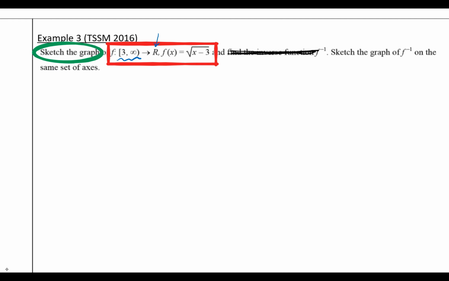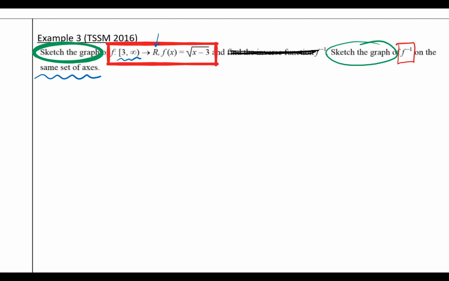So we're being asked to sketch this graph, and also we're being asked to sketch the graph of the inverse f. It's important that we do this on the same set of axes. So try this problem on your own. You can pause the video and we'll do the solution in a moment. So let's start with f.